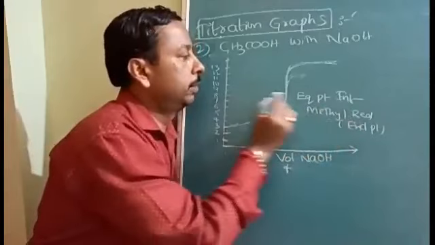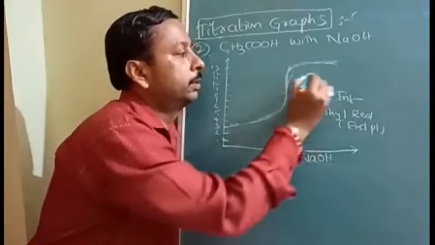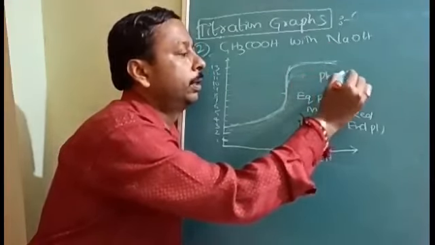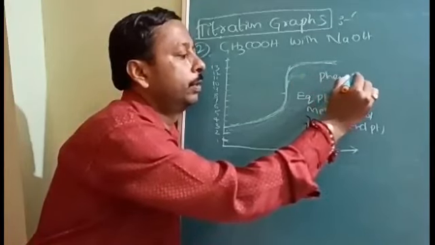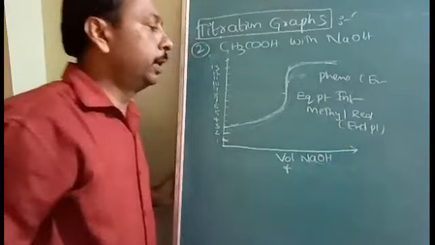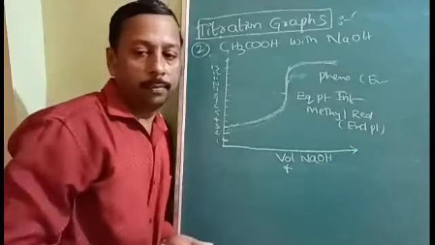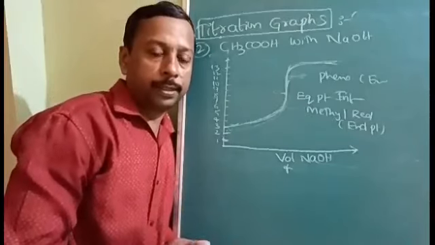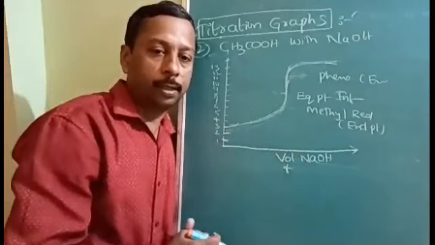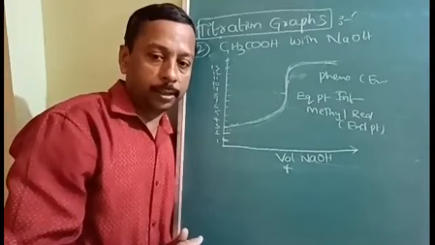It is above 7 because the base is strong, and methyl red will be below this, and what is this? Phenolphthalein. The end point with respect to phenolphthalein will be here, and the end point with respect to methyl red here, and the equivalence point we can adjust with the change in concentration of NaOH and of acetic acid, which results in the salt concentration.